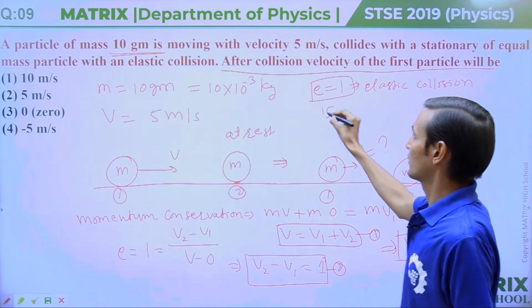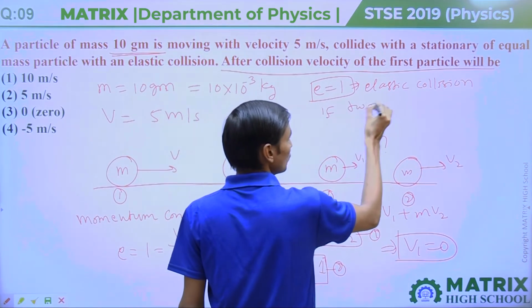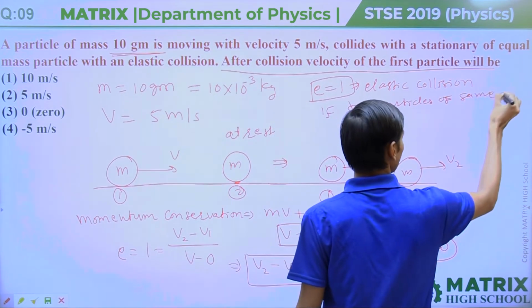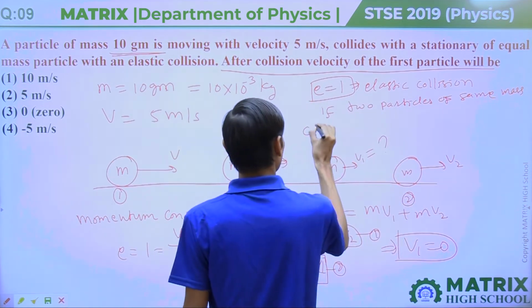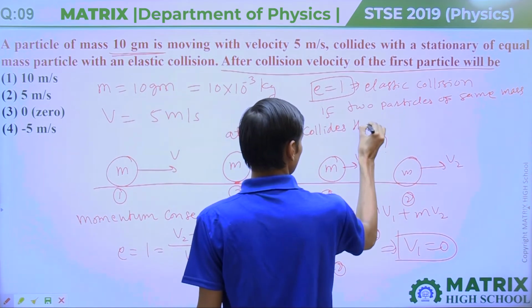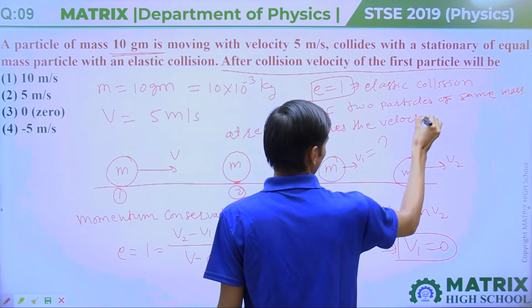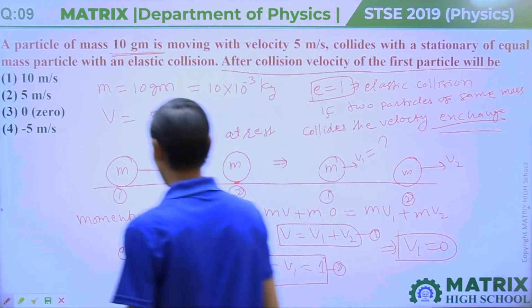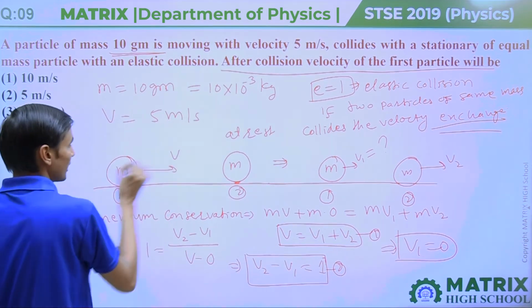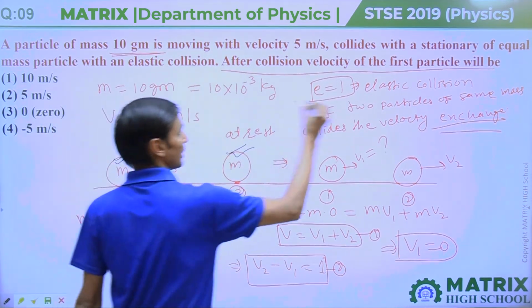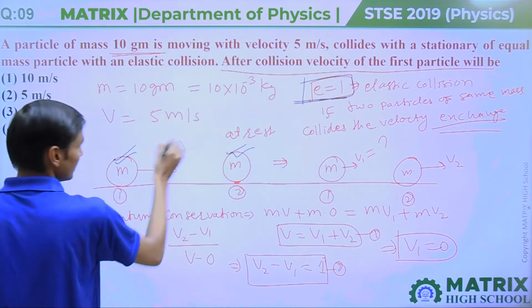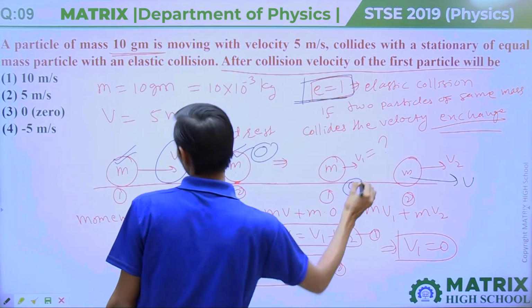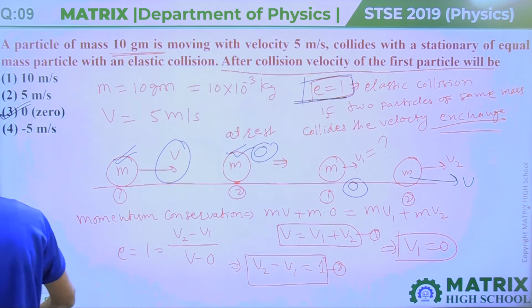You can remember that in an elastic collision, if two particles of the same mass collide, then velocities exchange. That means if this particle and this particle have the same mass and the collision is elastic, that means e equal to 1, then the first velocity becomes the velocity of the second particle and the first has 0 velocity, so it comes to rest. So your answer will be option third.